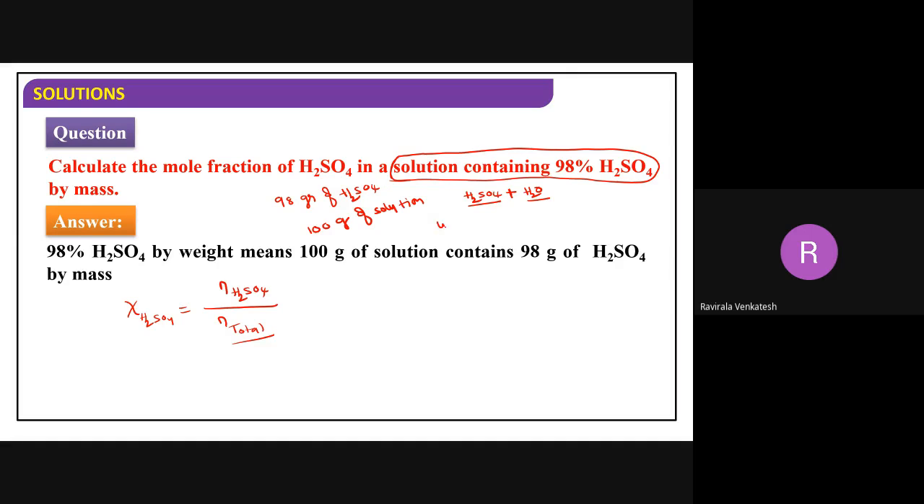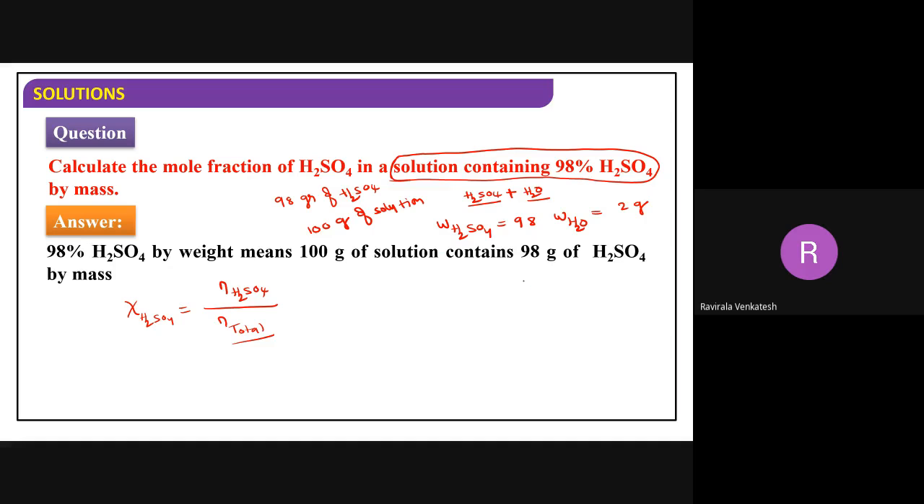Now, the weight of H2SO4 is equal to how much here? 98 grams. Now, the weight of water will be how much, beta? Sorry, 2 grams. It will be 2 grams here.